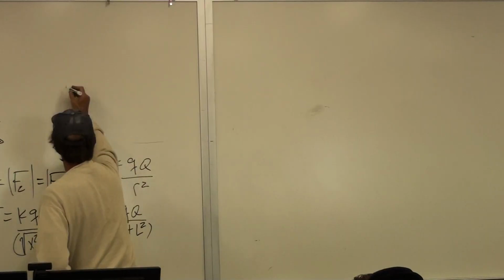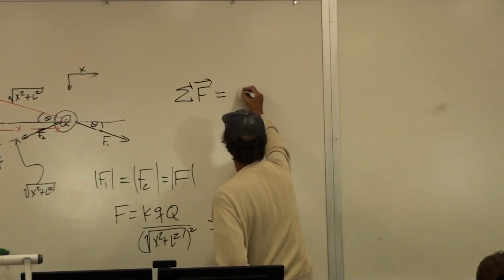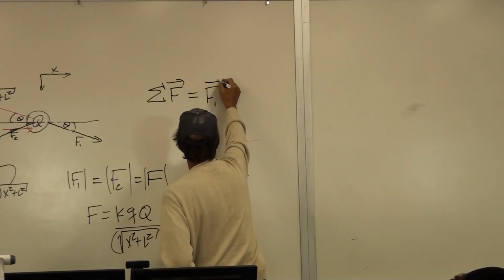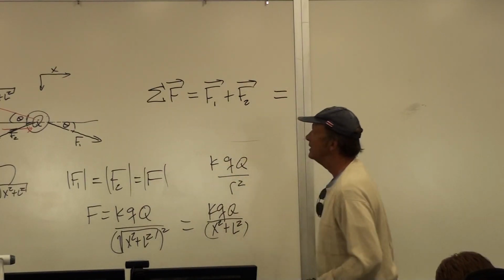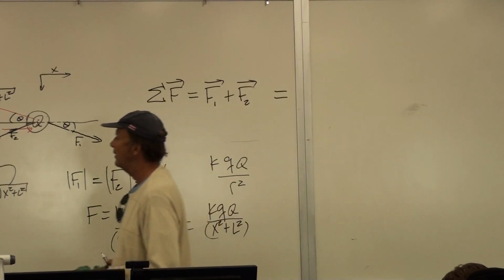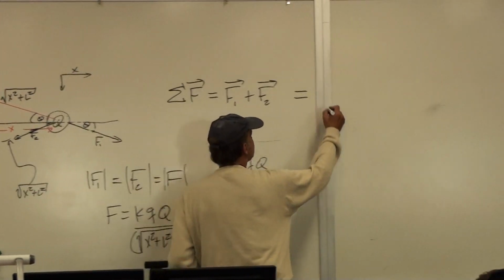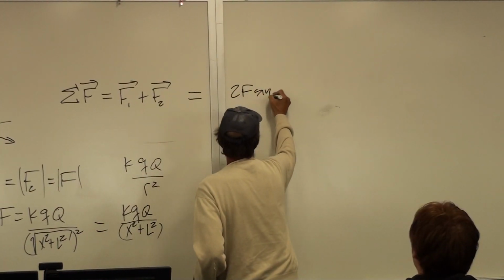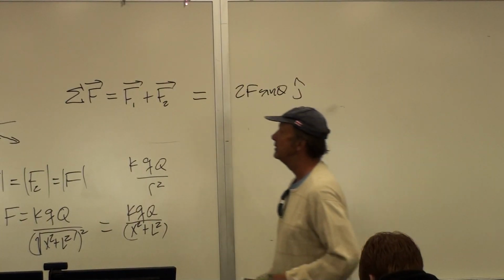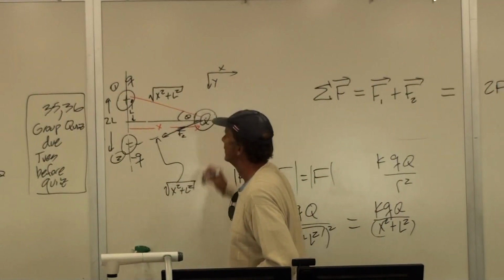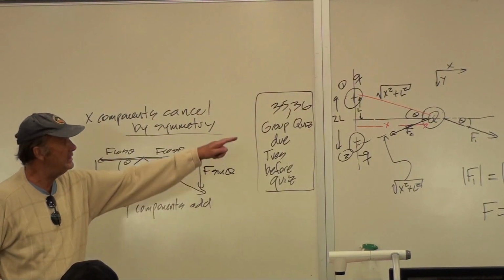So when I do this as a vector sum, I say the sum of the forces is going to be equal to F1 vector plus F2 vector. But in reality, because the F cosine theta components cancel, what we're left with then is just 2F sine theta times j hat, where j hat is our unit vector that points in the y direction. Now if you define the y direction to be up, that's okay, but then that would need to be a negative F.